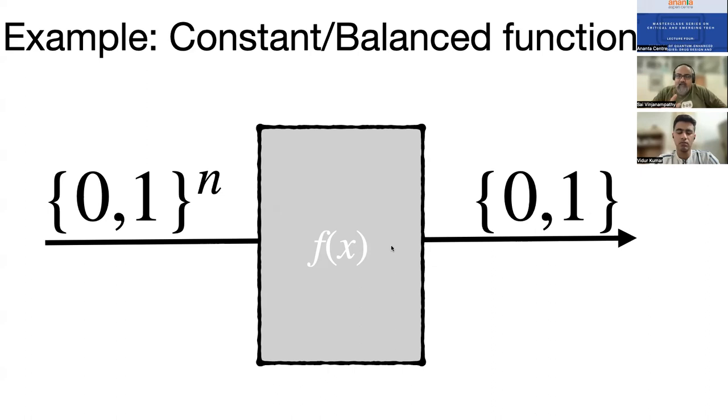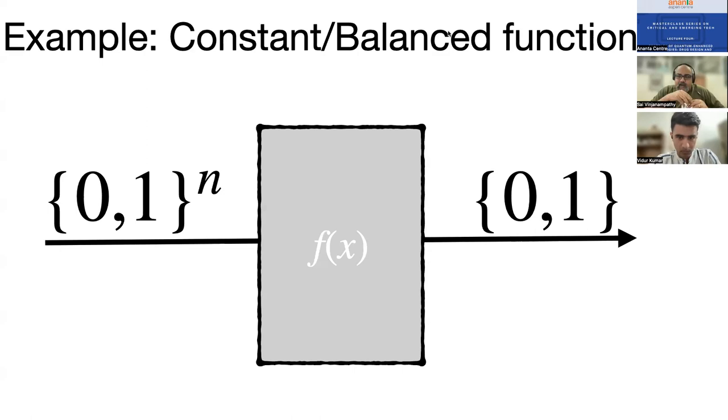The property is that either for every single input, it returns either 0 or 1, a constant output, and that's a constant function. Or for half the inputs, it returns 0, and for the other half of the inputs, it returns 1. That's a balanced function.